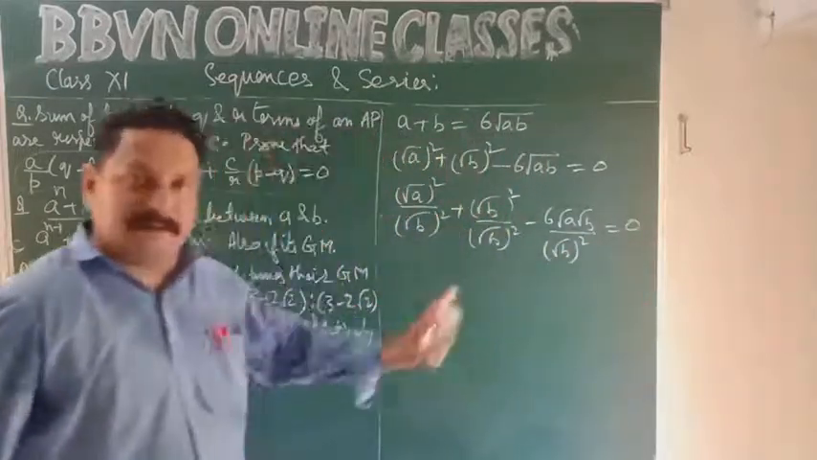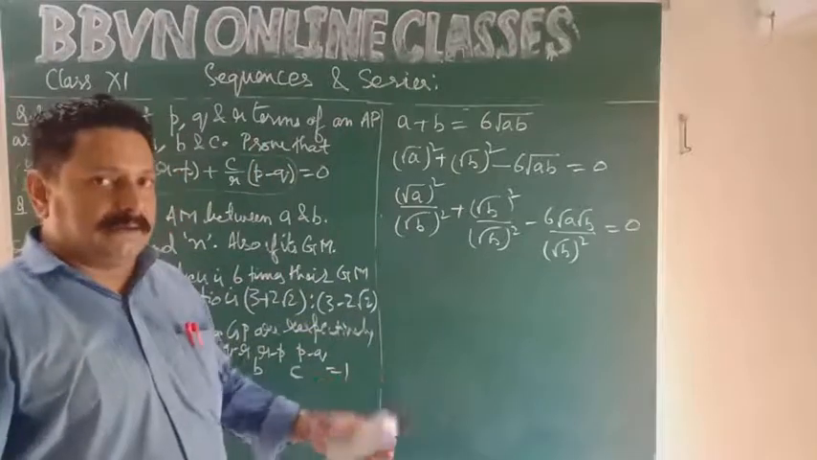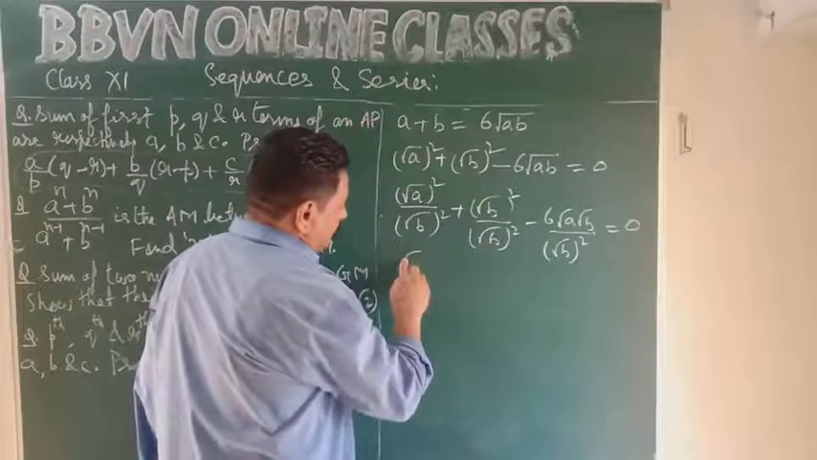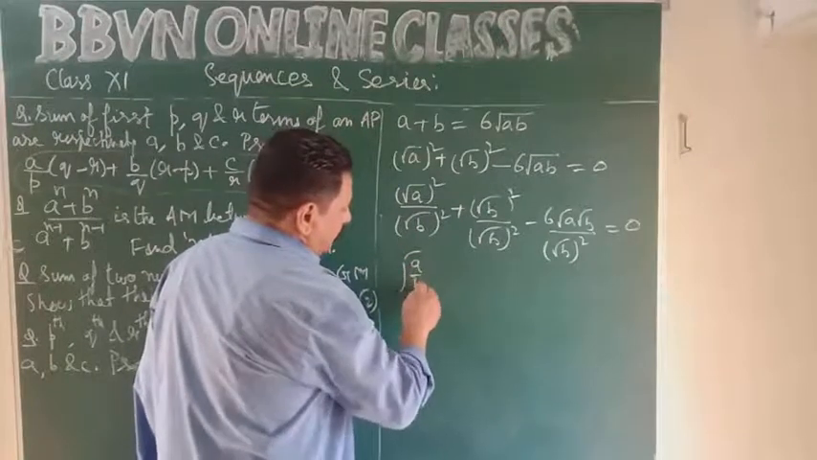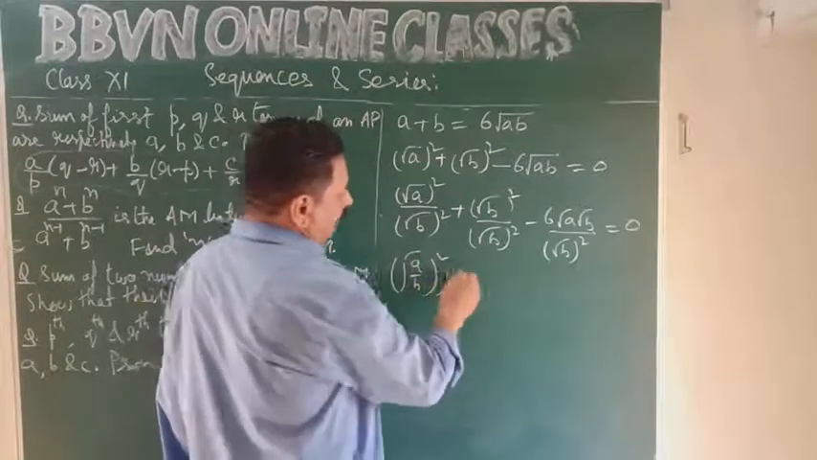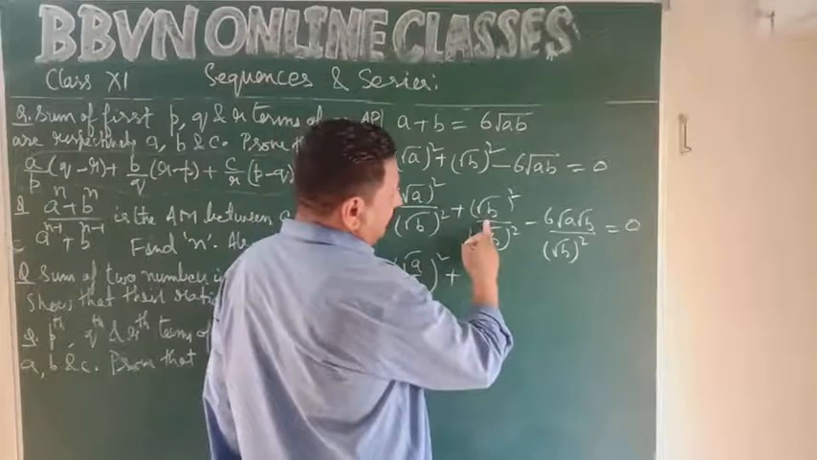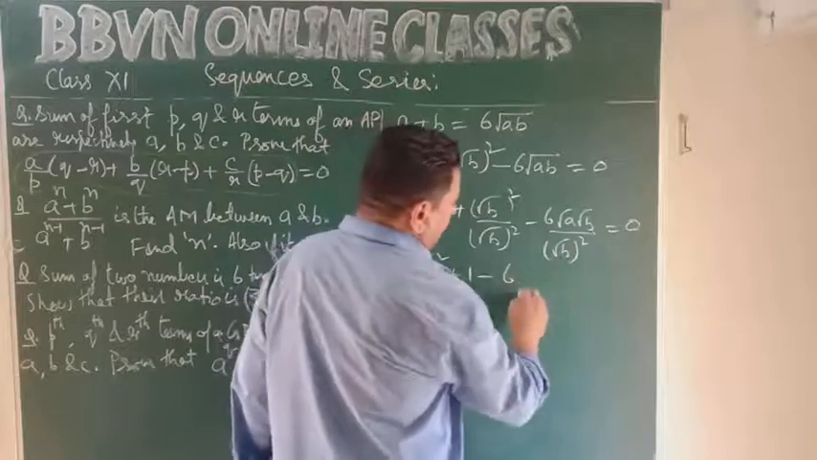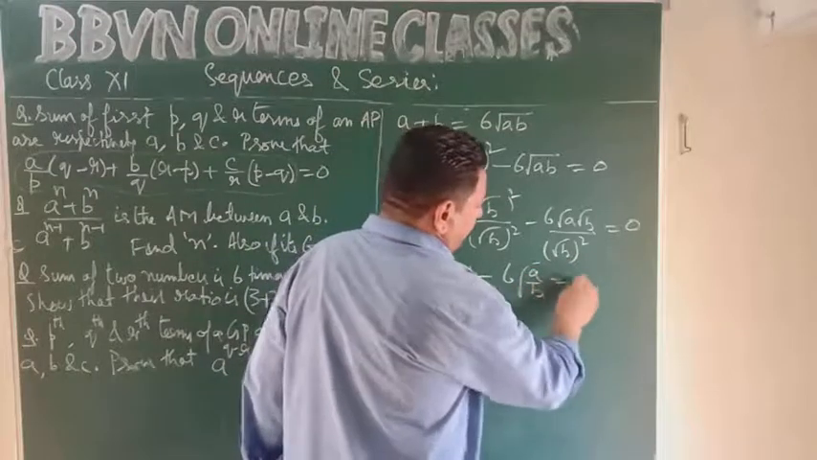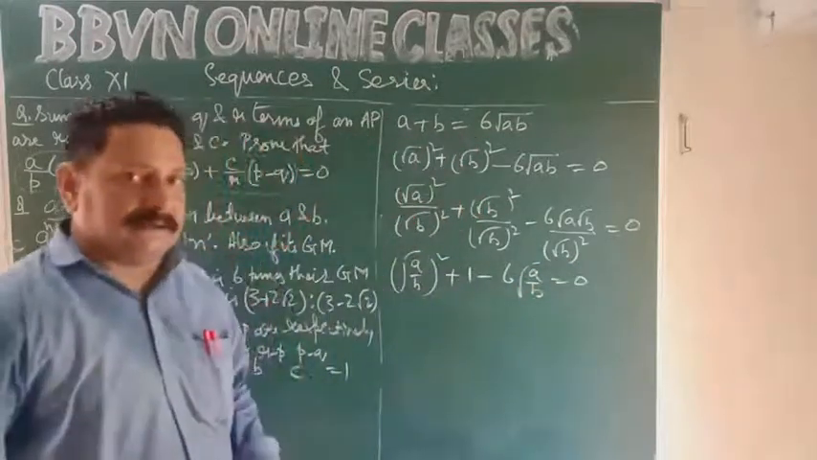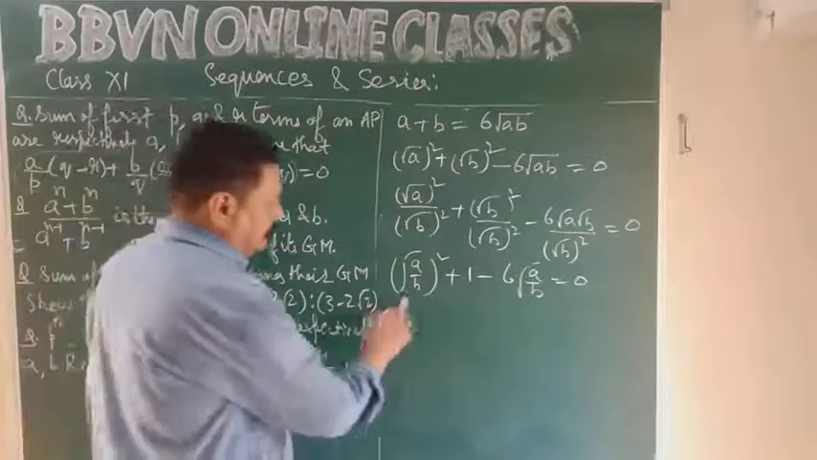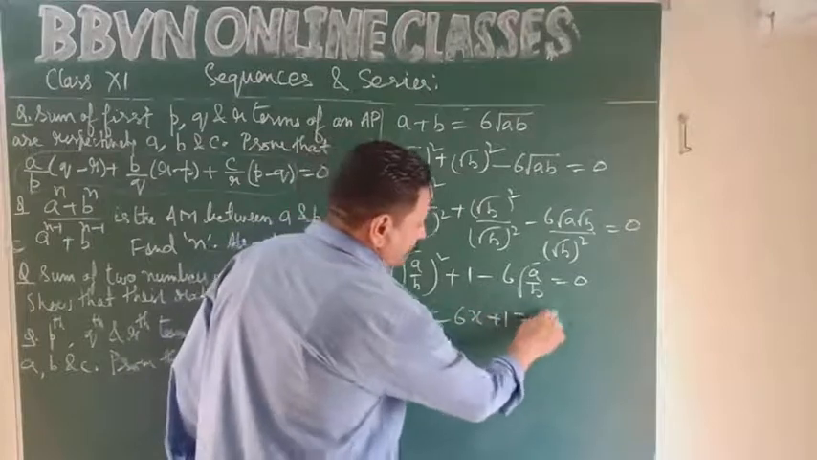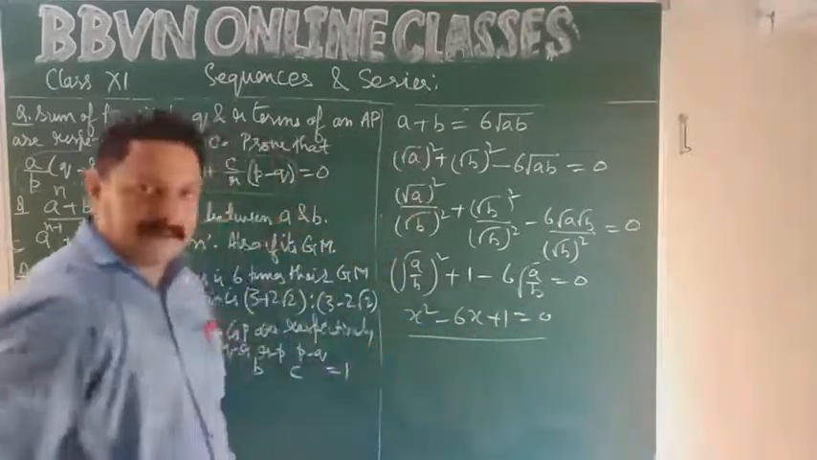I have divided LHS and RHS by b, that is under root b whole square. So this becomes under root a upon b whole square plus 1 minus 6 under root a upon b equal to 0. Now if I consider under root a upon b as x, I have x square minus 6x plus 1 equal to 0. This is a quadratic expression.